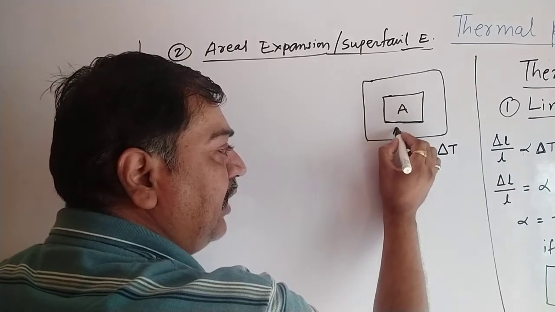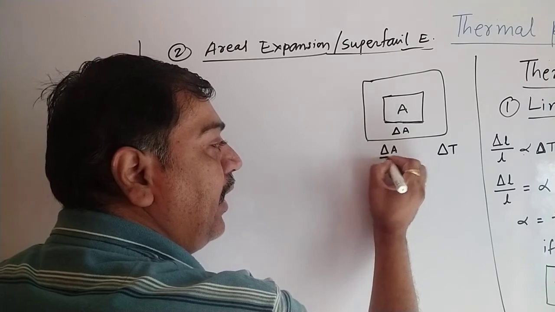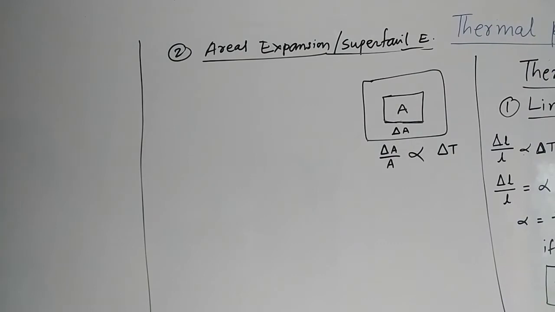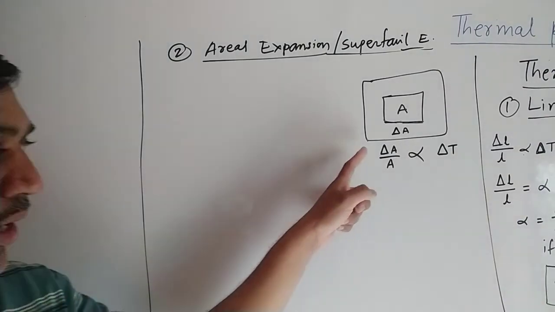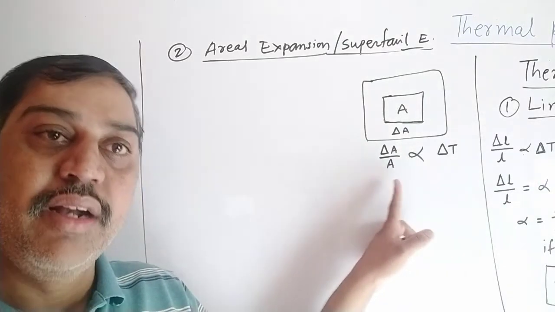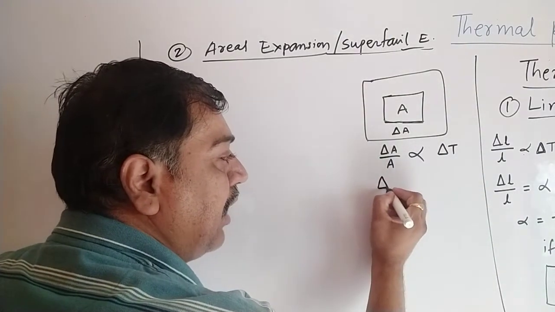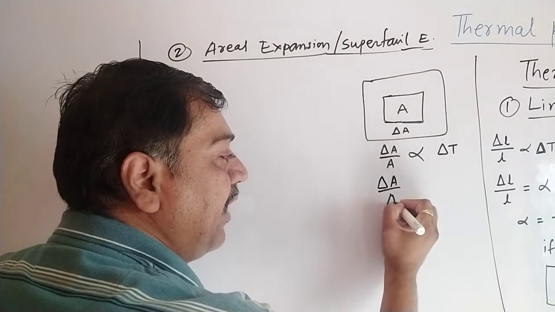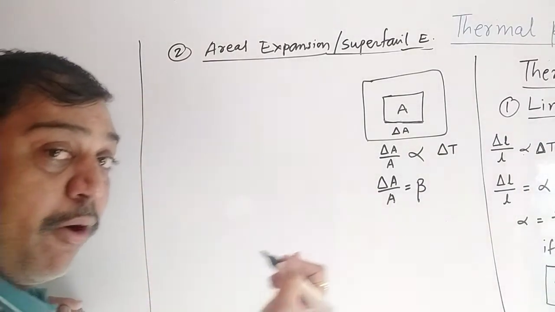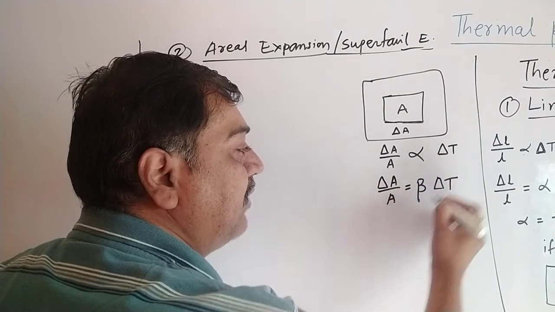Suppose the initial area is A and this change in area is delta A. Then the change in area delta A divided by original area A must be directly proportional to temperature. In case of length, we took delta L by L directly proportional to delta T. Here delta A by A is directly proportional to delta T. Removing the proportionality sign, delta A divided by A must be equal to some constant, said to be beta, the constant of proportionality, into delta T.